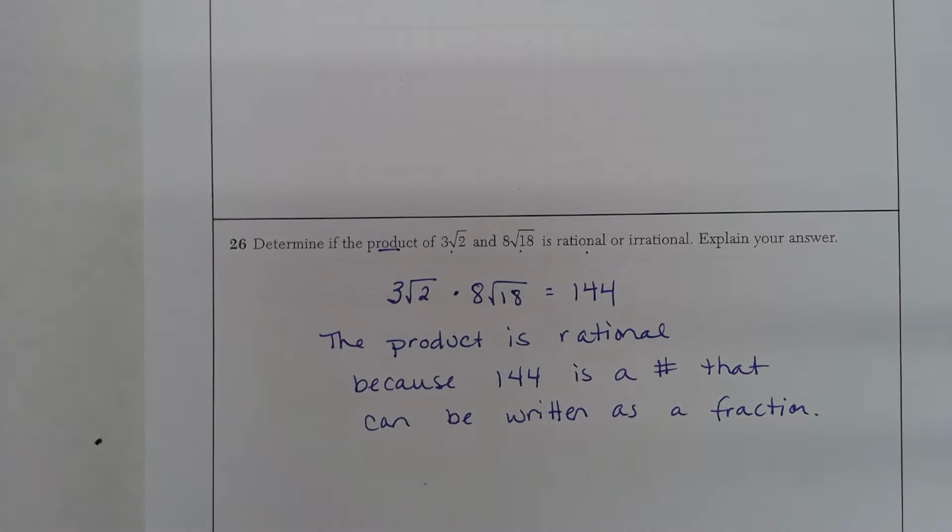You could say that 144, there's no decimal, or I mean, there's a number of ways that you can explain it. What makes a rational number rational? The decimal is 0.0. I have a decimal that ends, or a decimal that's not there. I have a number that can be written as a fraction. So anything like that you can say.